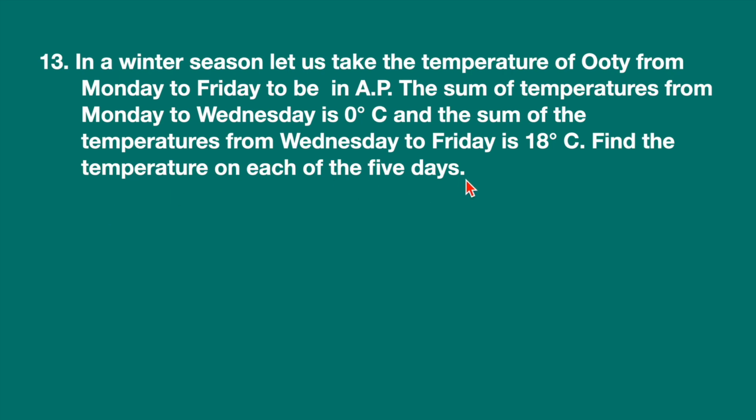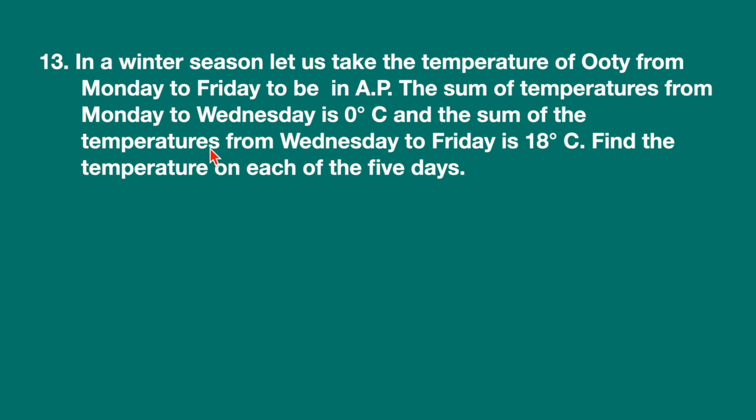So in this sum, what they've done is Monday, Tuesday, Wednesday, Thursday, Friday. 5 days they have recorded the temperature in Ooty. They found that the temperature is in arithmetic progression. All the 5 days it is in arithmetic progression. And the sum of the temperatures from Monday to Wednesday, that means Monday plus Tuesday plus Wednesday is 0 degree.